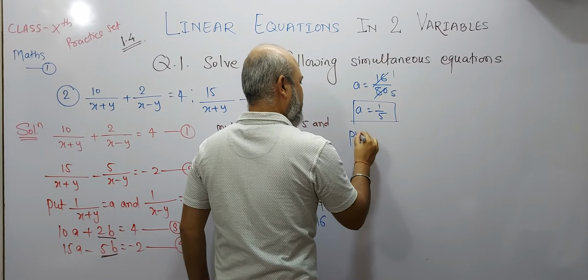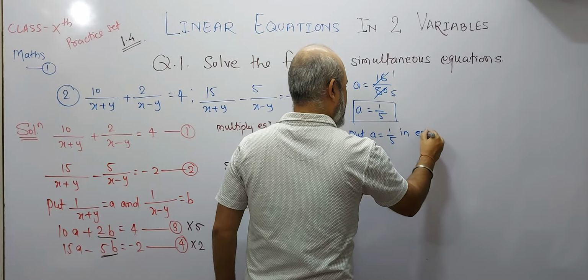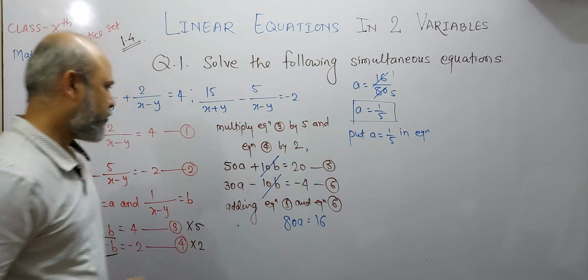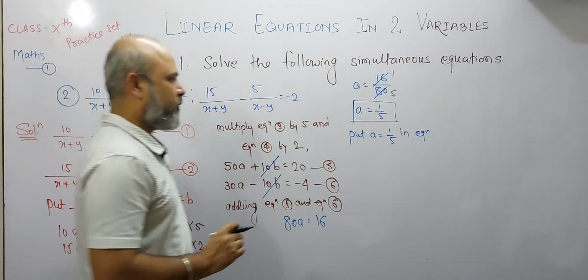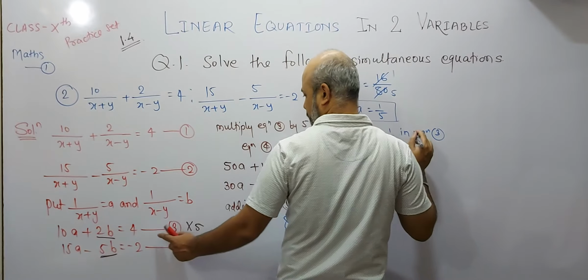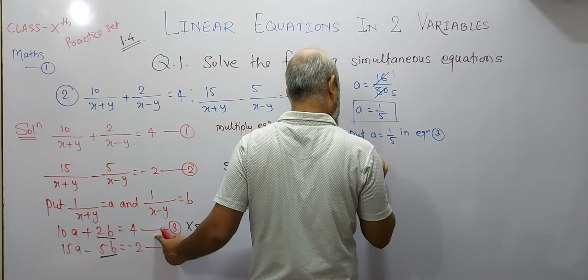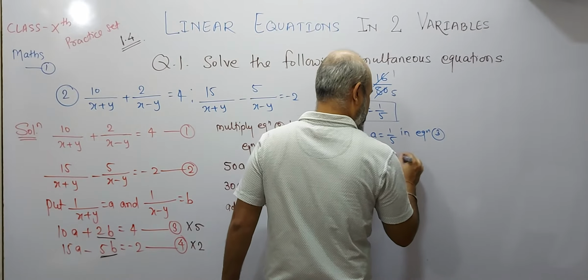Now put a is equal to 1 upon 5 in equation. In which equation you want to put? So you put in equation 3. So put a is equal to 1 upon 5 in equation 3. Equation 3 is what? 10a plus 2b is equal to 4.